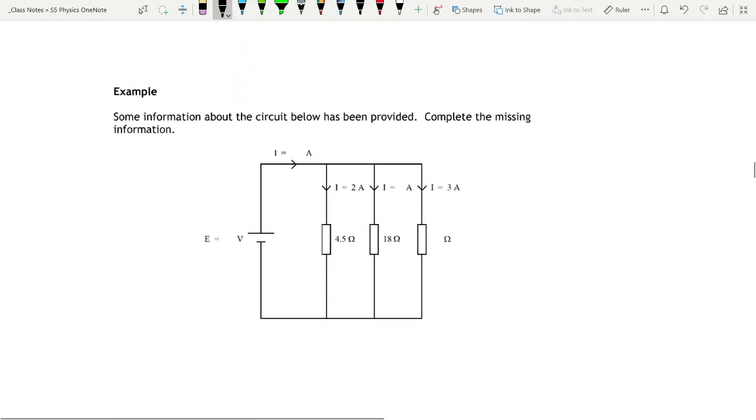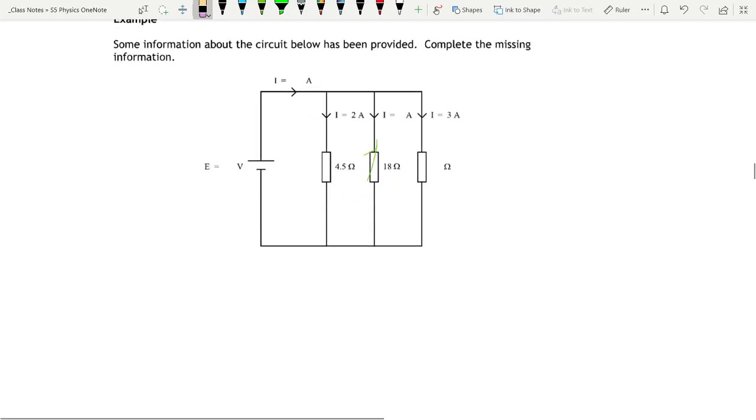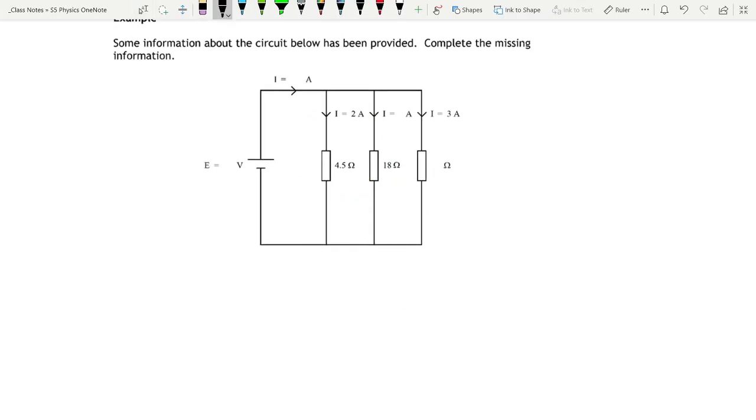So another example, again, you should be able to do this. Feel free to pause it, have a go, and then just check your answers with me afterwards. But I'm just going to walk you through it. So we've got a few missing pieces of information again there. We have got one nice part of information here, which we can gain quite a lot from at the start. So first thing we need to do, find the potential difference across that 4.5 ohm resistor.